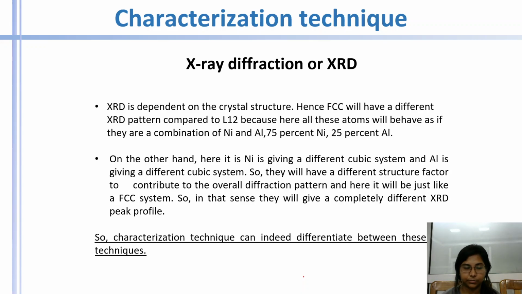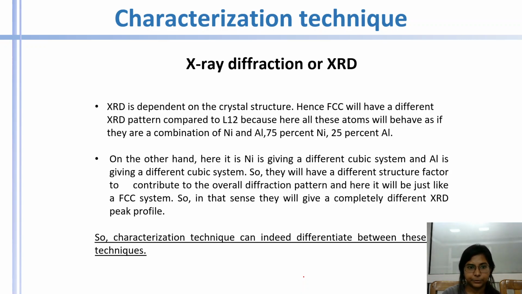Since XRD is dependent on the crystal structure, a face-centered cubic structure, or FCC, will have a different XRD pattern compared to the L12 ordered structure. In the disordered structure, all the atoms will behave as if they are a combination of nickel and aluminum, 75% nickel and 25% aluminum, right? So the XRD pattern will be a definite pattern for the disordered structure.